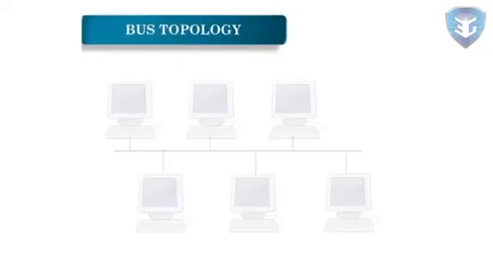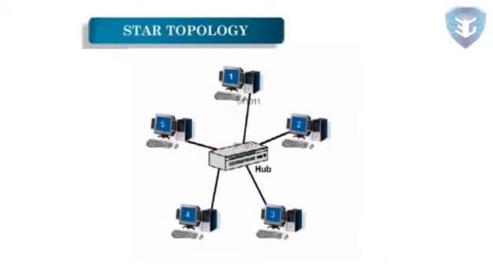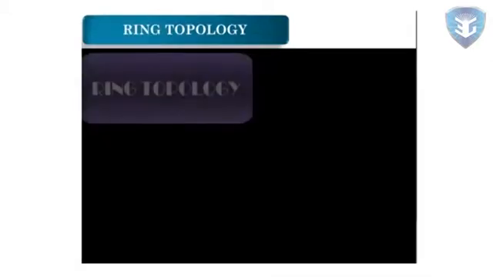Bus topology. A bus topology is a type of network setup where each computer and network device is connected to a single cable or backbone. Star topology. A star topology is one where each of the devices and computers on a network connect to a central hub. A major disadvantage of this network topology is that if the central hub fails, all computers connected to that hub would be disconnected.